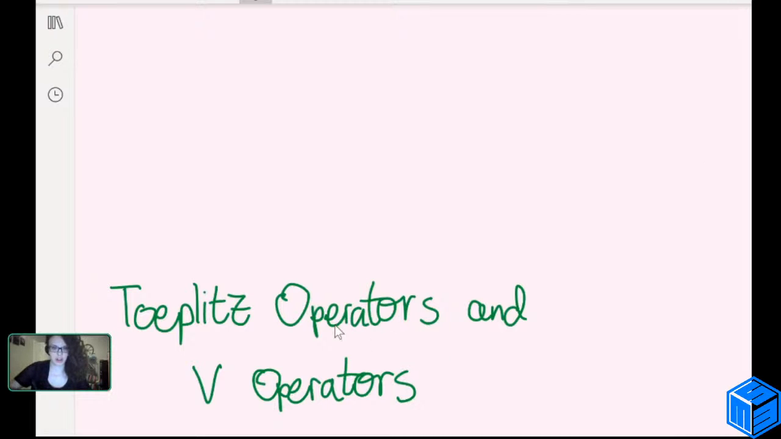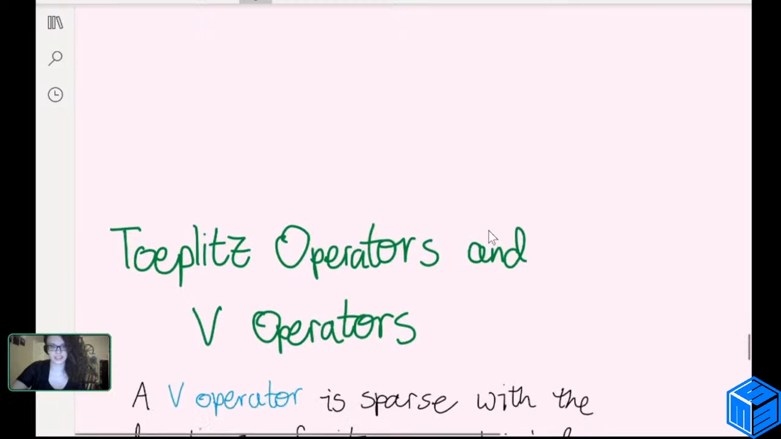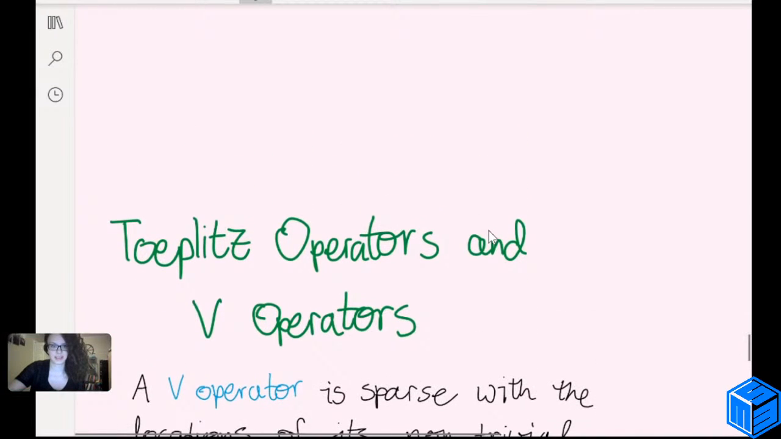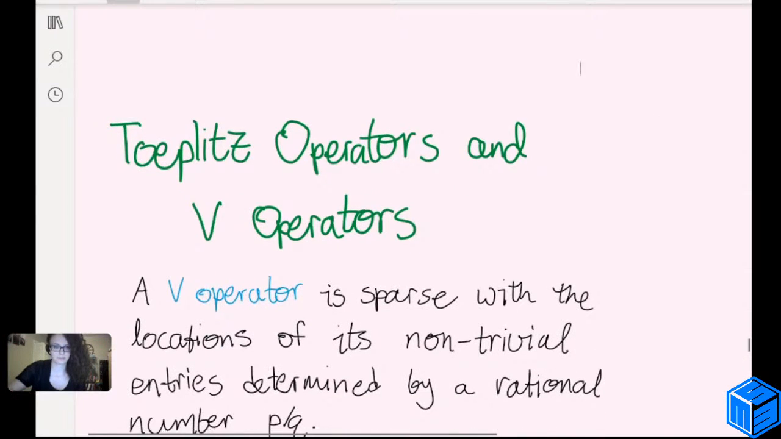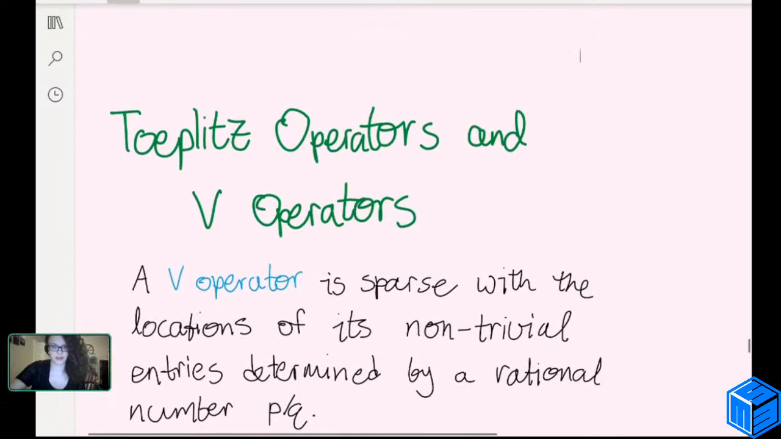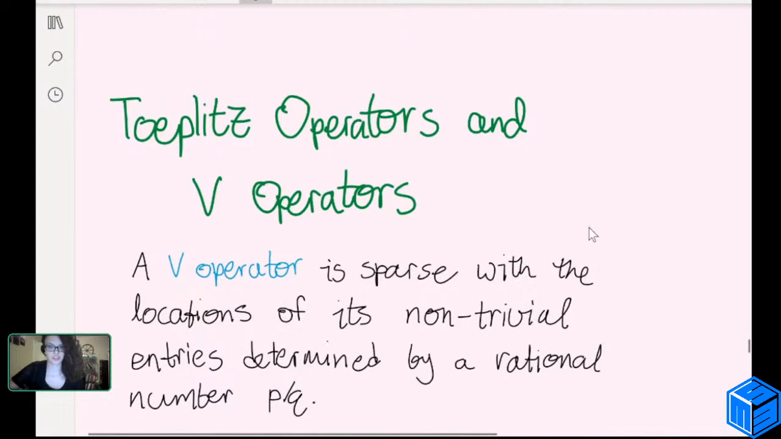So now we're going to talk about Toeplitz operators and V operators. This is related to my research and why I need to know about Toeplitz operators. So a V operator is a sparse operator, and sparse means that most of the entries are zero. There's some of them that are non-zero, but most of the entries are zero. And the locations of its non-zero or non-trivial entries are determined by a rational number, P over Q.